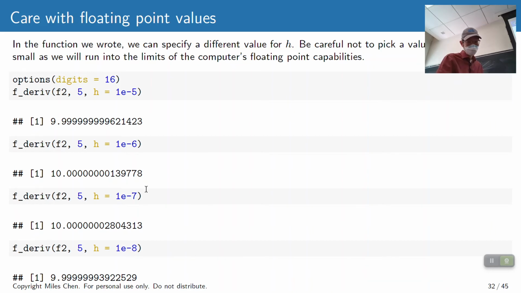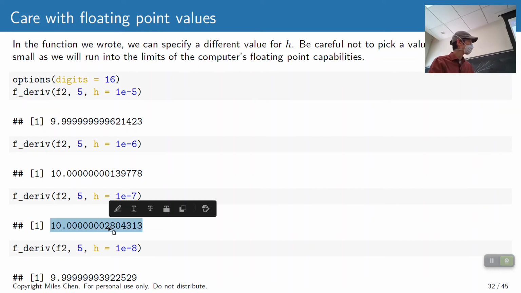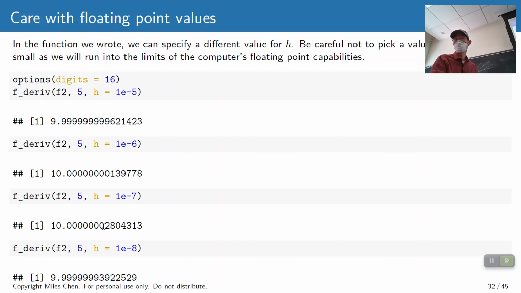Okay, and we see at 10 to the negative 6 we get pretty good. At 10 to the negative 7, the approximation is actually more off, right? So at 10 to the negative 6, I'm accurate to 1, 2, 3, 4, 5, 6, 7, 8 decimal places. At 10 to the negative 7, I'm hitting 1, 2, 3, 4, 5, 6, 7 decimal places of precision.